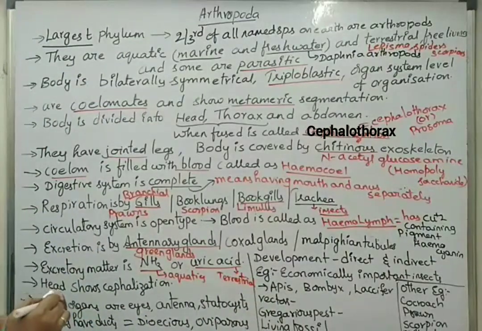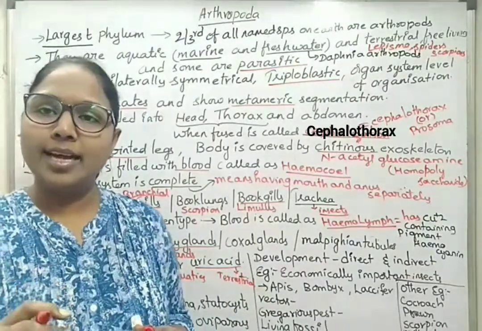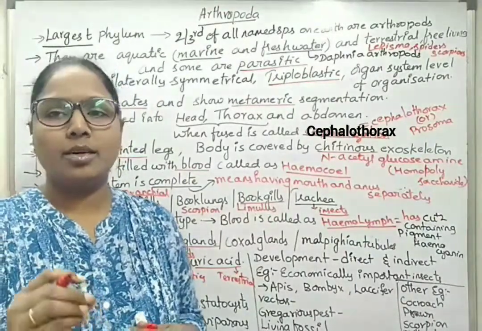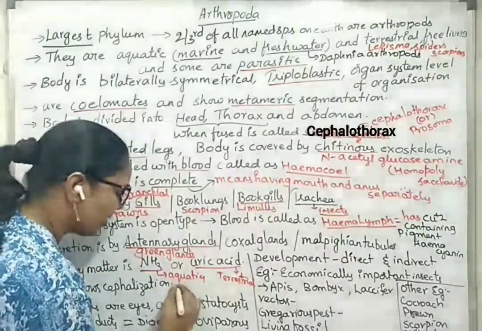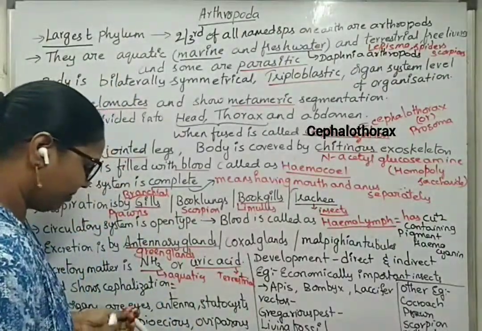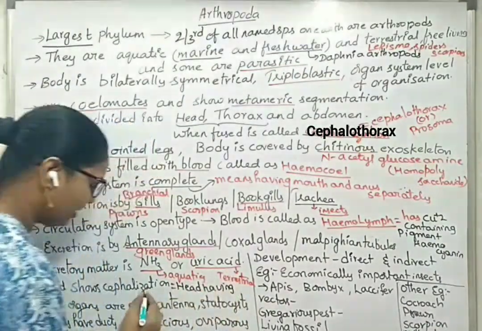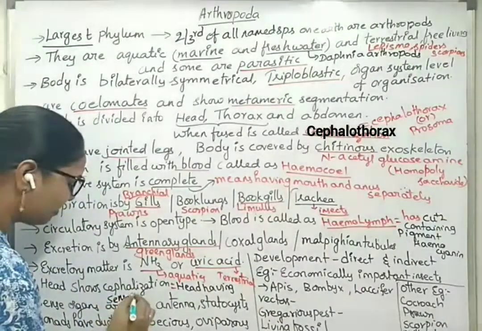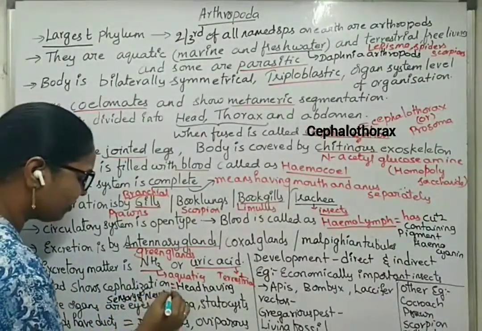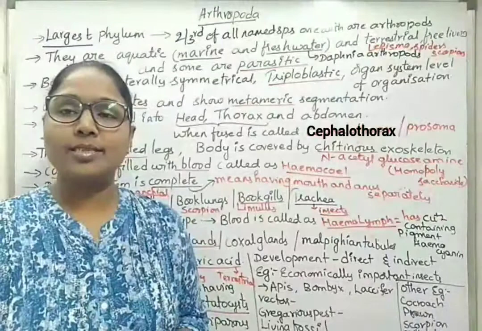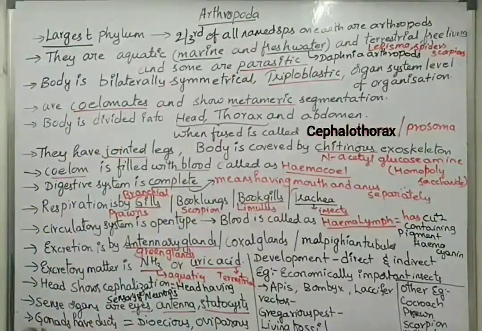Next, the head shows cephalization. Cephalization means the head constitutes the sensory organs and also the nervous system or neural organs. Cephalization means head having sensory organs and neurons. Sense organs are eyes, antennae and statocysts. Statocysts are sensory organs. Next, gonads have ducts. Here, gonads have ducts. They are tube-like structures.